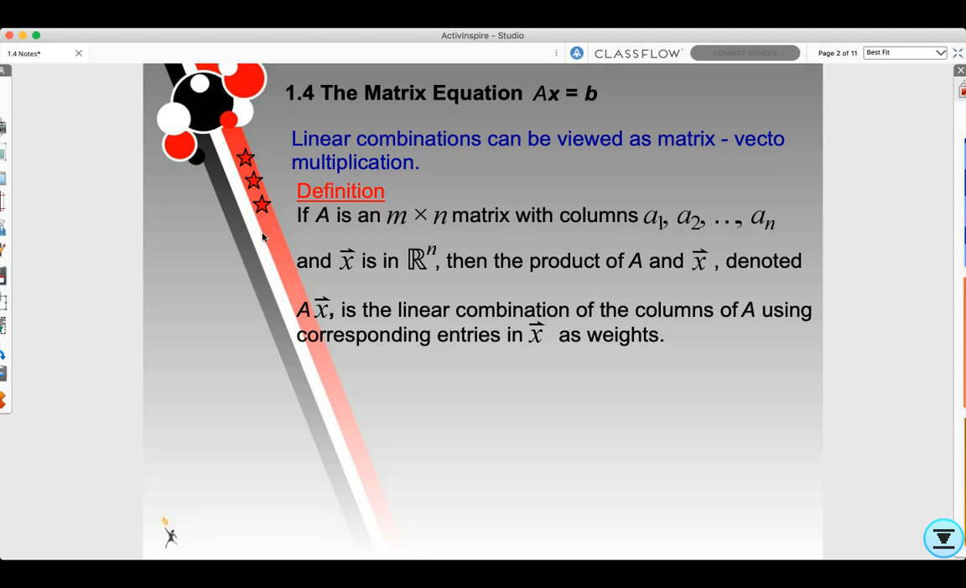Definition: if A is an m by n matrix with columns A1, A2 all the way to An, and vector X is in Rn, then the product of A and vector X, denoted A times X, is the linear combination of the columns of A using corresponding entries of X as weights.